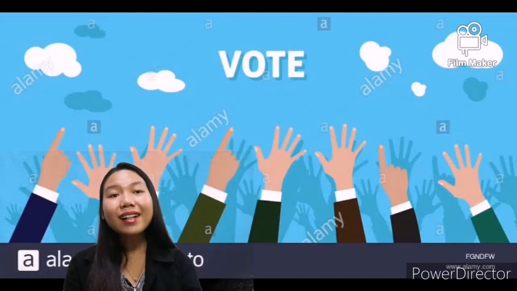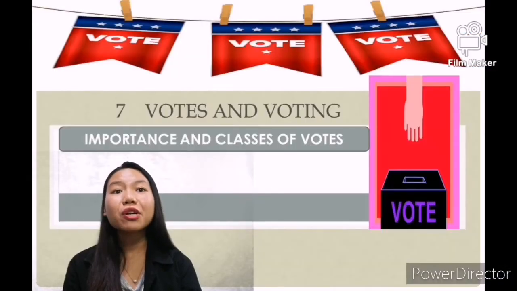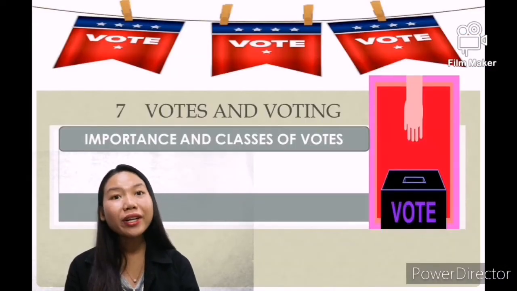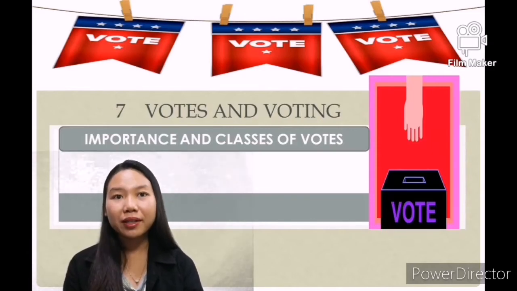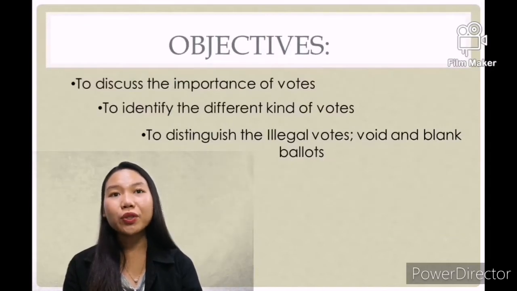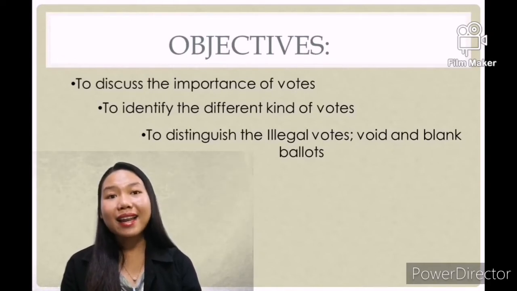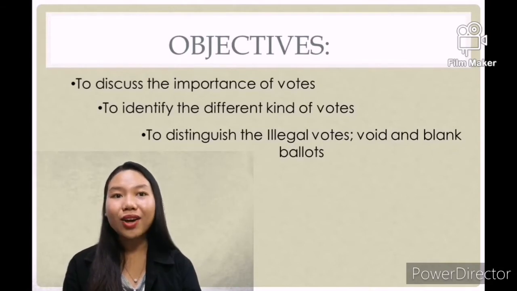Today, we will tackle the parliamentary procedures, votes, and voting, the importance and classes of votes. But before anything else, let me present to you the objectives of my report. First, my report will discuss the importance of votes. Second, to identify the different kinds of votes. And lastly, to identify the illegal votes, void, and blank ballots.